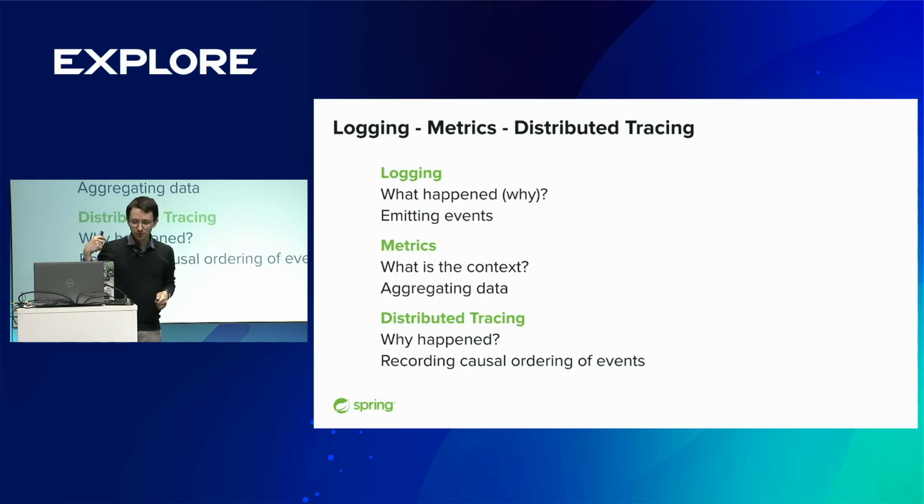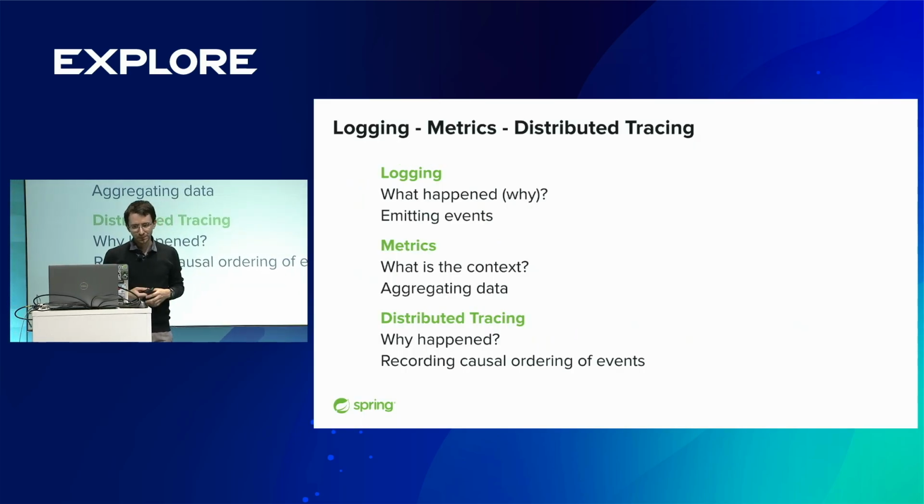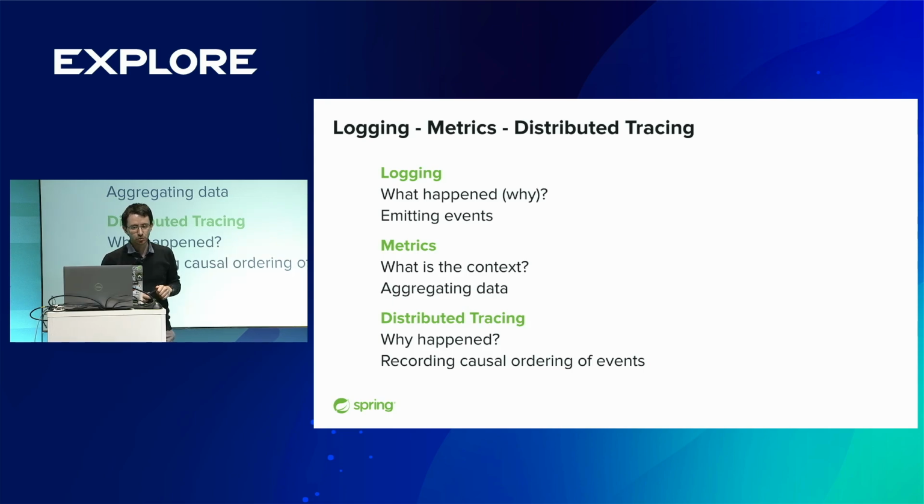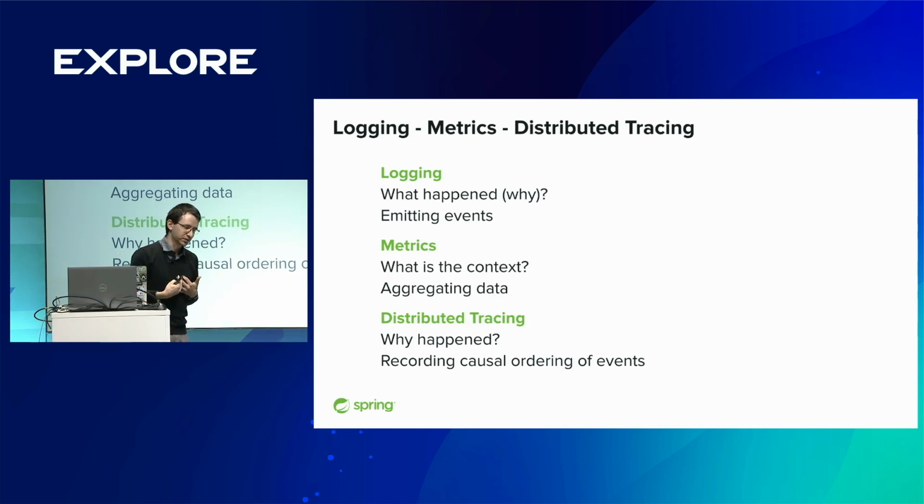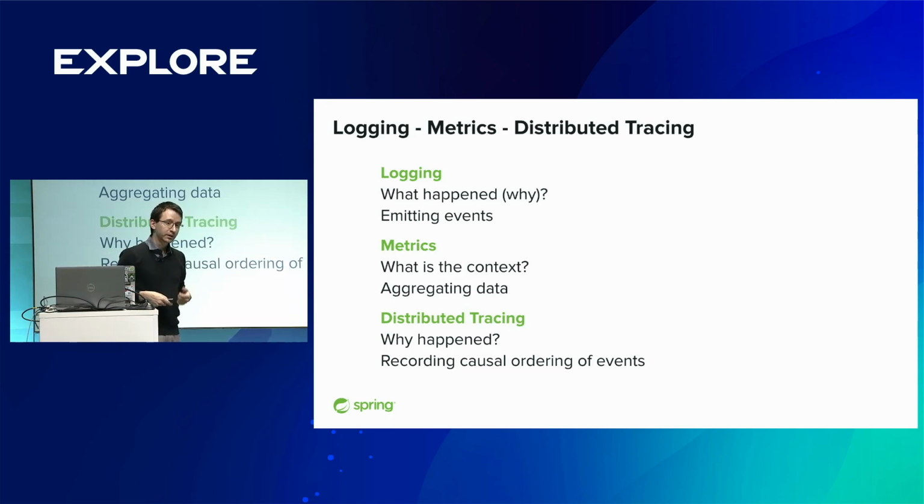So let's talk about these one by one. And I also have some examples. So logging usually tries to answer the question: what happened in your application? Sometimes it is also able to answer why something happened, but not all the time. And it does it by emitting events. These events are usually human readable, not always. So you can, for example, grep them, but don't do that in production, please.